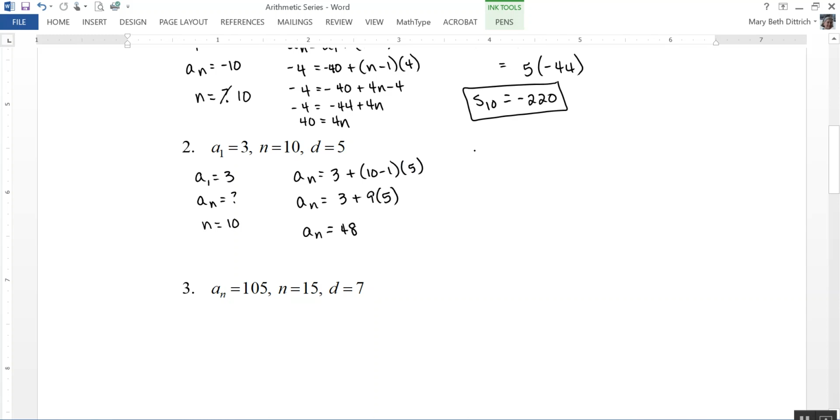And now I can use my formula to find the sum of the first 10 terms, which is going to be 10 over 2 times my first term plus my last term, or S sub 10 is going to be equal to 255.